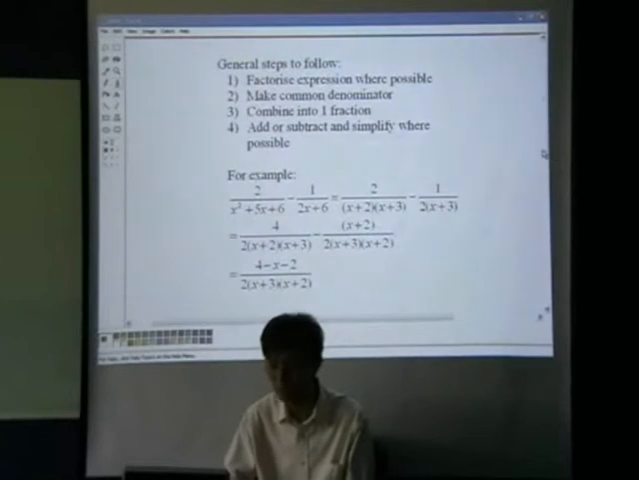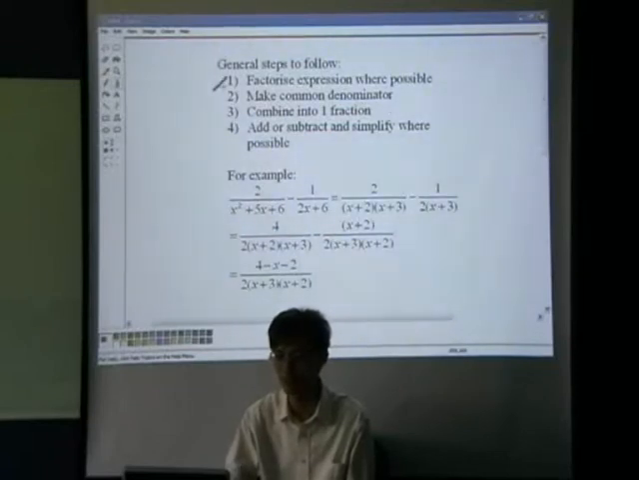The general steps to do this addition and subtraction of algebraic fractions is to follow this. First, we factorize expressions where possible. Second, make a common denominator. Third, combine to one fraction. And fourth, add or subtract and simplify where possible.